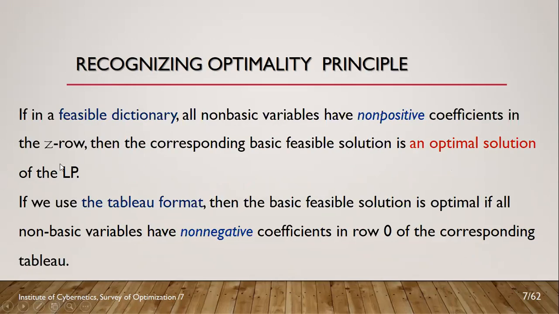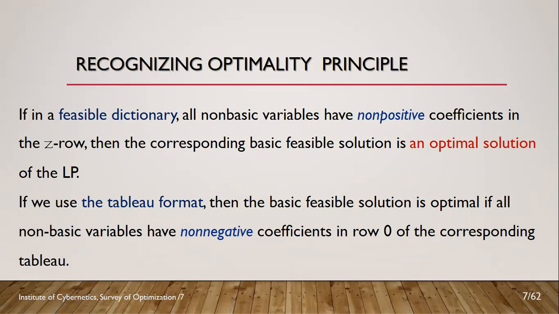And here we come to the main principle of recognizing optimality. If in a feasible dictionary, all non-basic variables have non-positive coefficients in the z row, then the corresponding basic feasible solution is an optimal solution of the LP.